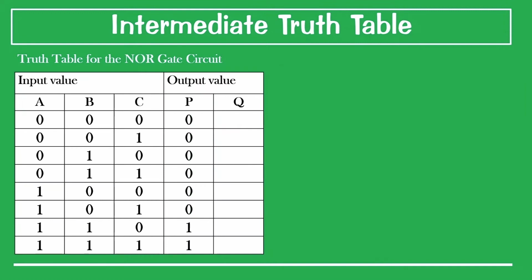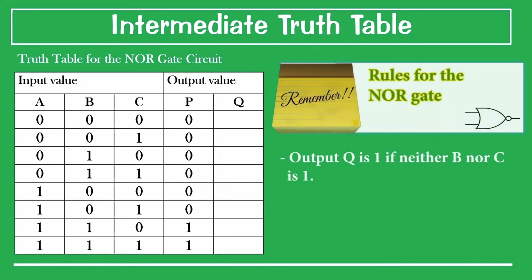Whilst to find the value of Q, remember the rules for the NOR gate. The output Q is 1 if neither input B nor input C is 1. Alright, let's go through the list. 0 or 0, then not, equals 1. 0 or 1, then not, equals 0. 1 or 0, then not, equals 0. 1 or 1, then not, equals 0.